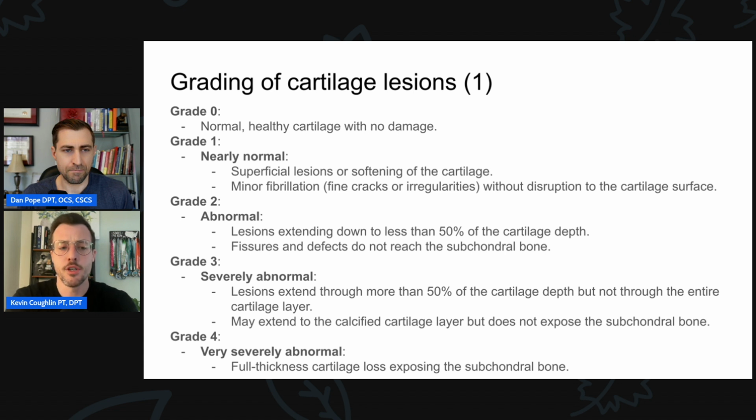But just going through the grading quick. So grade 0 is normal, healthy cartilage with no damage. A grade 1 is what they consider nearly normal.